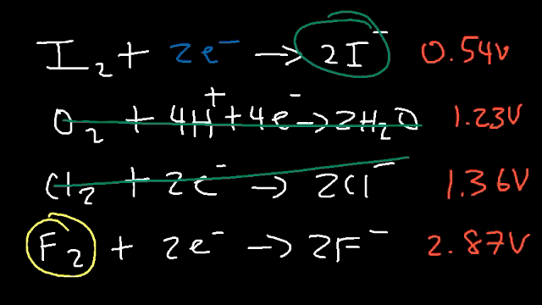Because if we were to reverse all the reactions, iodide will be the most positive or the least negative. It's going to be negative 0.54. And negative 0.54 is less negative than negative 1.36 or negative 2.87. So iodide is the strongest reducing agent, and fluorine is the strongest oxidizing agent.